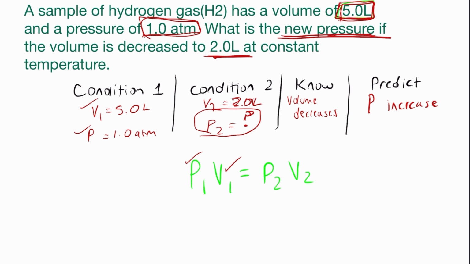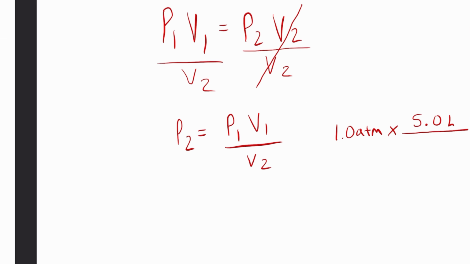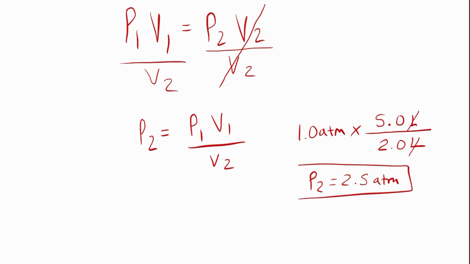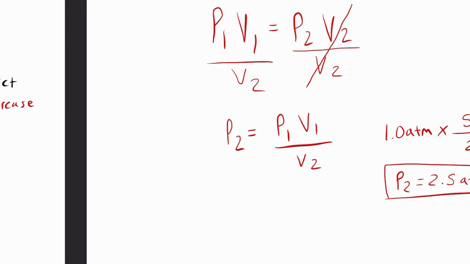That's correct. V2 is 2.0, right? So we'll put 2.0 liters. And now what we can do is we can cancel out like variables. And if we punch this into our calculator, we can get that P2 equals 2.5 atmospheric units. And this is our answer. And again, it's 2.5 atmospheric units, and it has increased.